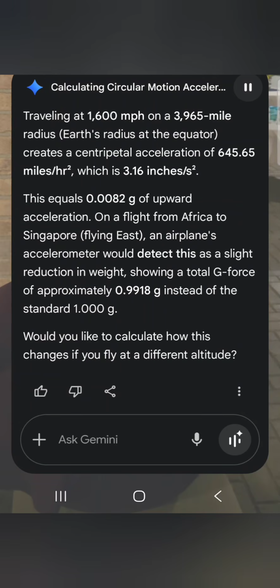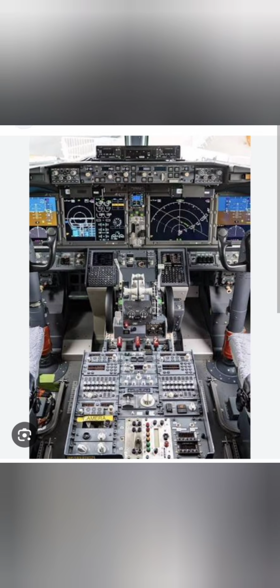On a flight from Africa to Singapore, flying east, an airplane's accelerometer would detect this as a slight reduction in weight, showing a total G-force of approximately 0.9918 grams instead of the standard 1.000 grams.